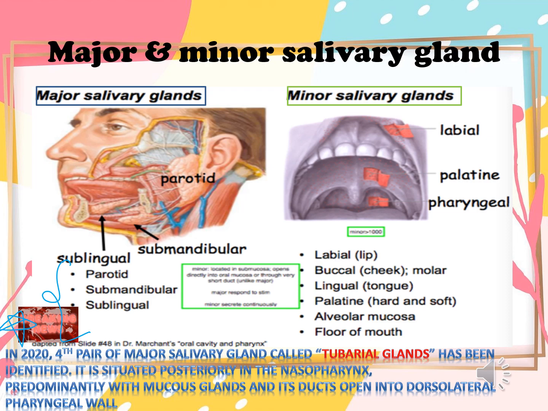Now coming to minor salivary glands, there are numerous minor salivary glands present in the oral cavity and they are named after the anatomical site where they are present. It is said that there are almost 600 to 1000 minor salivary glands present in the oral cavity and every gland has its own separate distinct capsule. So, minor salivary glands are labial, buccal, lingual, palatine, alveolar mucosa and floor of the mouth. We'll see about them in detail in the next slide.